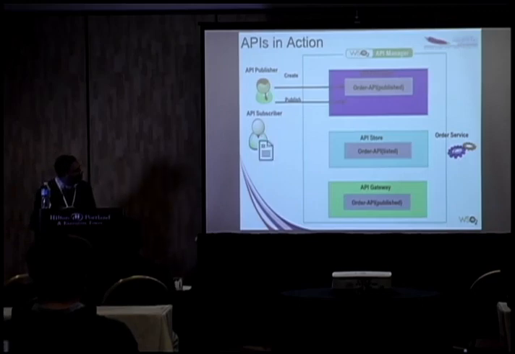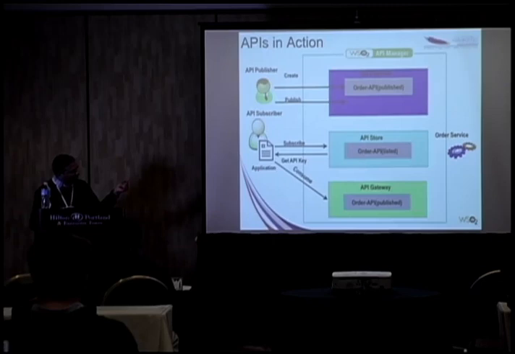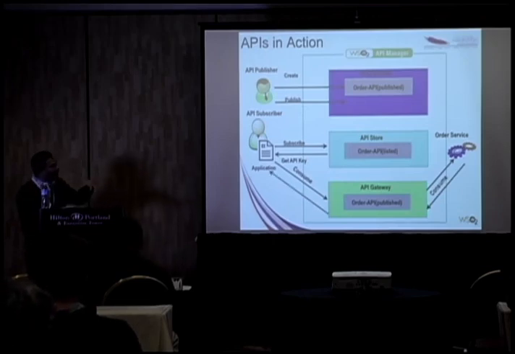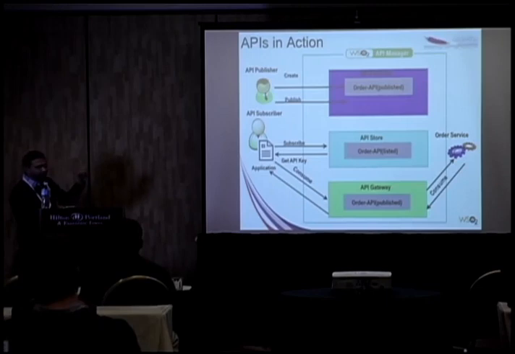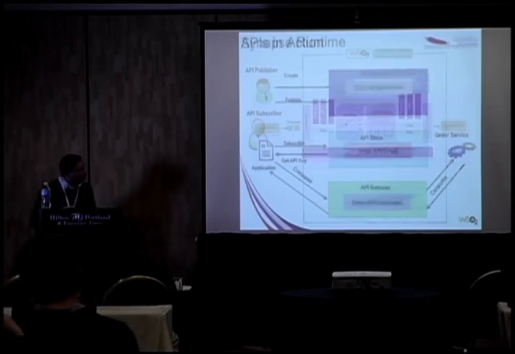Then the consumer will come into the picture. He will start writing an application. He will subscribe to the API, and then the API store will provide an API key, and he can use that particular key and consume the API. So that's basically the flow. And if there's a response coming back, it will come back to the application. That is how the API works in the invocation path.